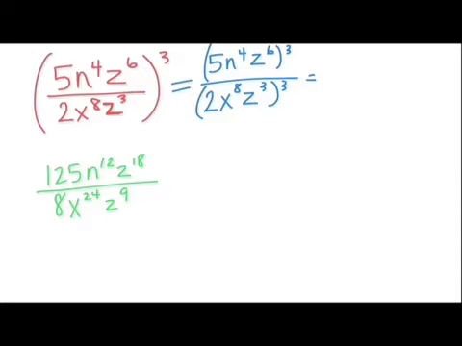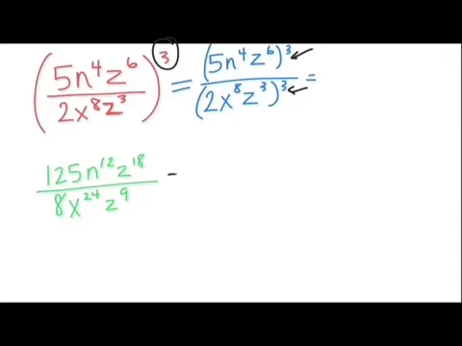All right, checking to see our work here. The first step I did is I took this third power and then I applied it to both our a and our b, our numerator and our denominator, and then took each of these factors inside and then applied that cubed to them and ended up with 125n to the 12th, z to the 18th, all over the quantity of 8 times x to the 24th, z to the 9th.